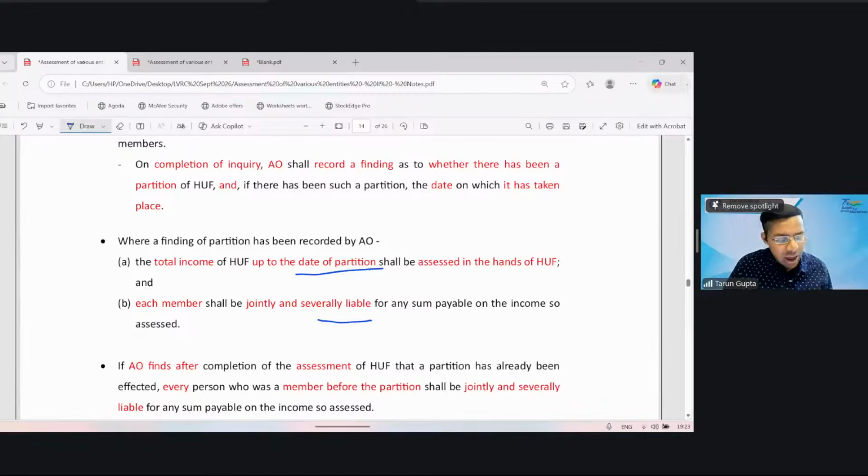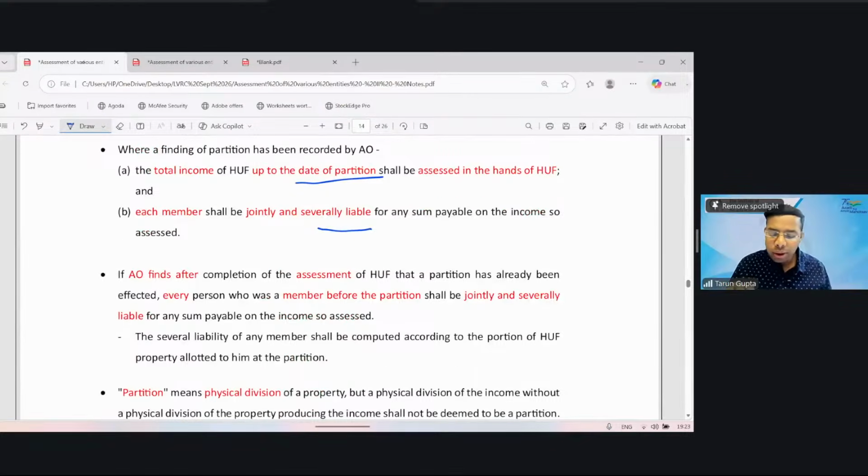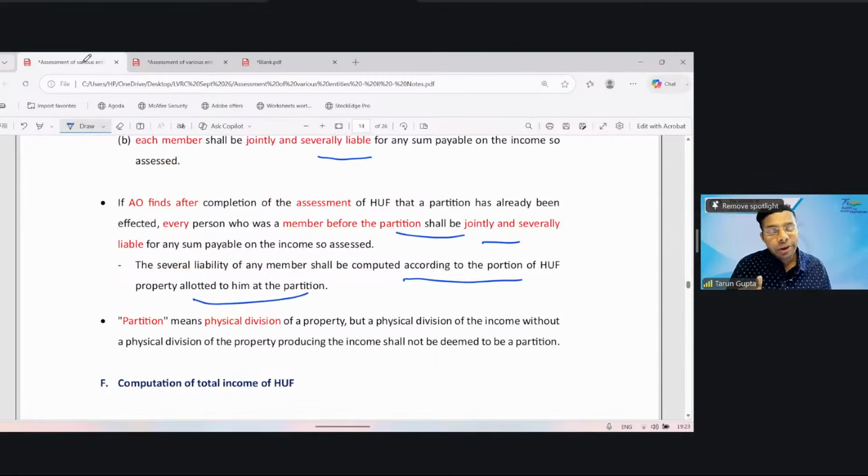Okay. If the AO finds after completion of assessment of the HUF that a partition has already been effected, every person who was a member before the partition shall be jointly and severally liable for any sum payable on the income of the HUF so assessed. However, the several liability of any member shall be computed according to the portion of HUF property allotted to him. Okay. So what do you mean by partition?